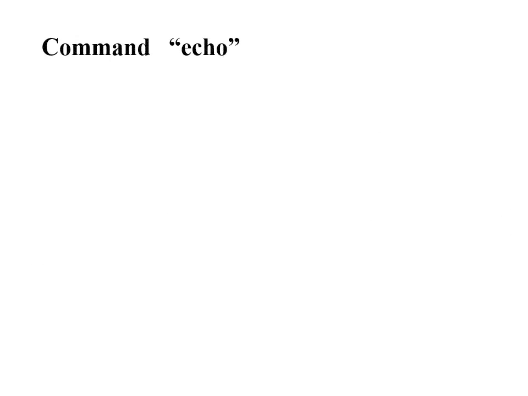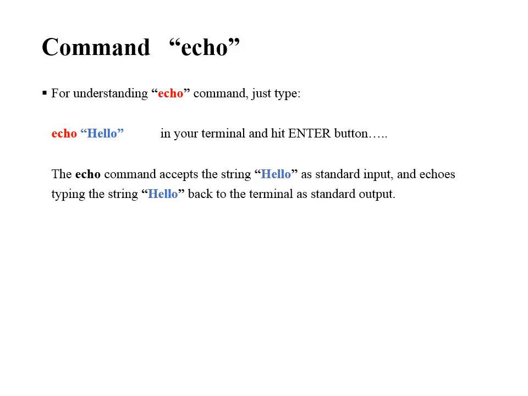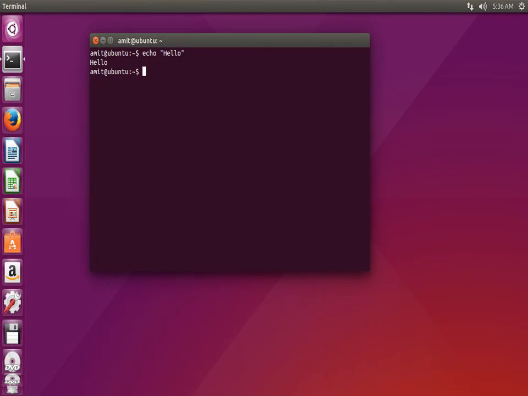Command echo. For understanding the echo command, just type echo space hello in your terminal and hit enter. The echo command accepts the string hello as standard input, and echoes, typing the string hello back to the terminal as standard output. As shown in the picture, this is how the echo command works.